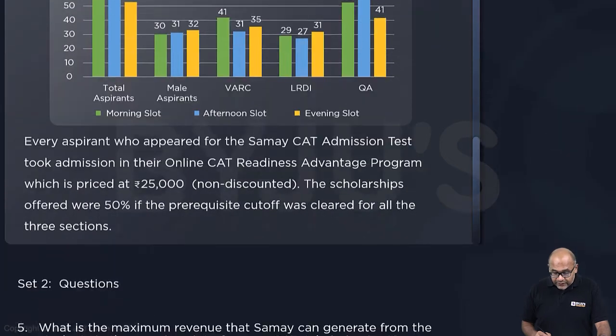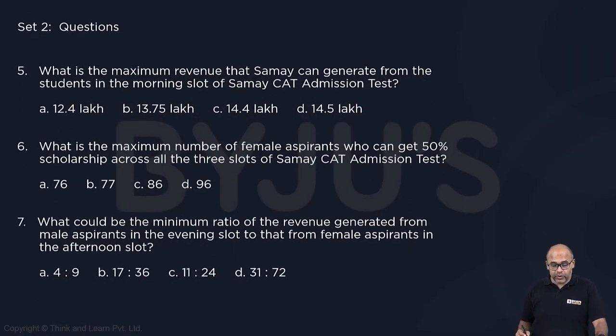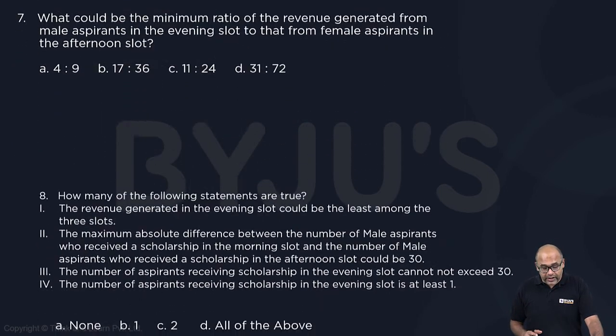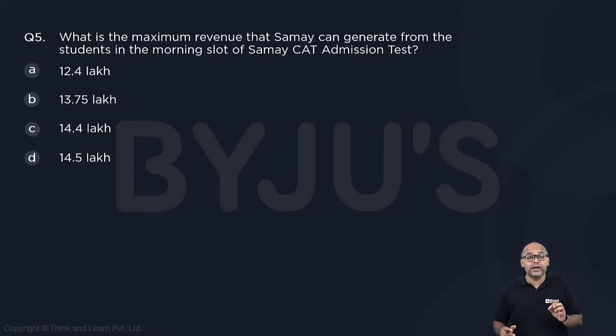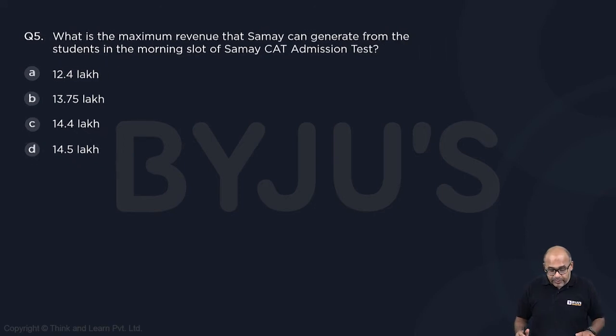If you're looking at the first question, it asks what is the maximum revenue that Samay can generate from the students in the morning slot. Now remember, it is mentioned that everybody who's writing the test is joining. If you want the revenue to be maximum, you want minimum people to get the scholarship, right? Because everybody is joining, minimum people have to get the scholarship. So what is the minimum number of people who can get the scholarship?